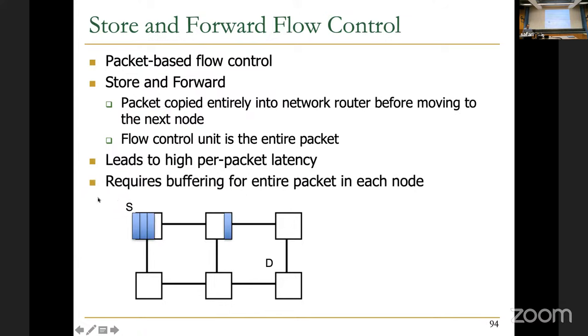So basically, we need to transfer all of this packet to the next node before initiating the next transfer to the neighboring node. Basically, the whole packet should be stored in the downstream router, and then we can move on and continue sending it to the next router. As you can see, this leads to high per-packet latency, and it requires buffering for the entire packet in each node.